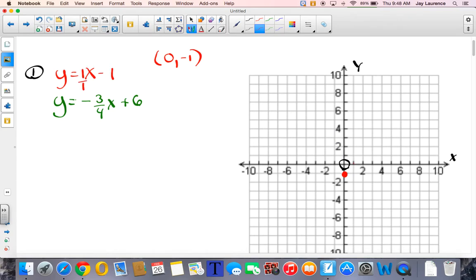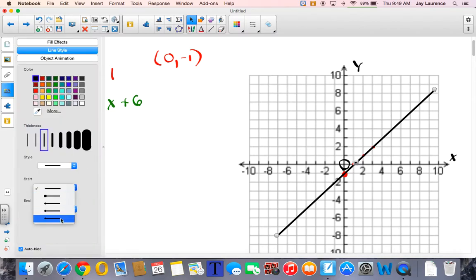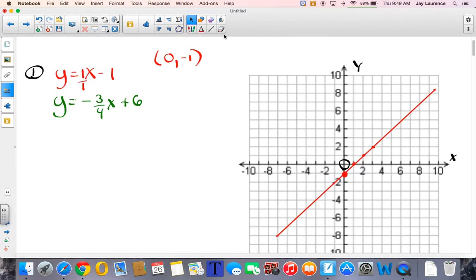So I'll rise 1, run 1, rise 1, run 1, rise 1, run 1, and then I will draw that red line. And let's see here, it's going to kind of go like that, right? Okay, so get an arrowhead, we'll make them thinner, and we'll make him red. All right, now I'll do the green one.